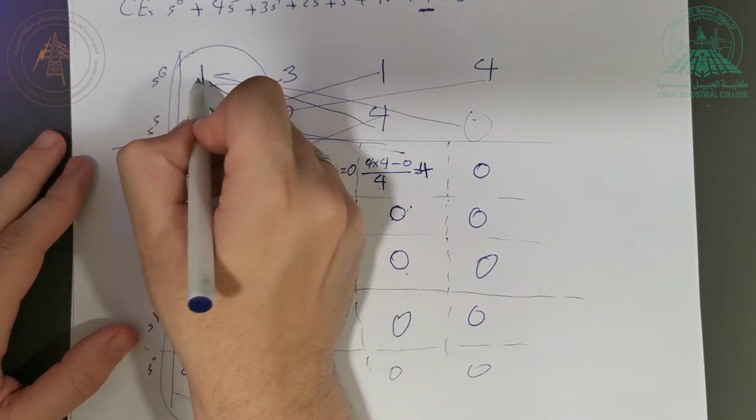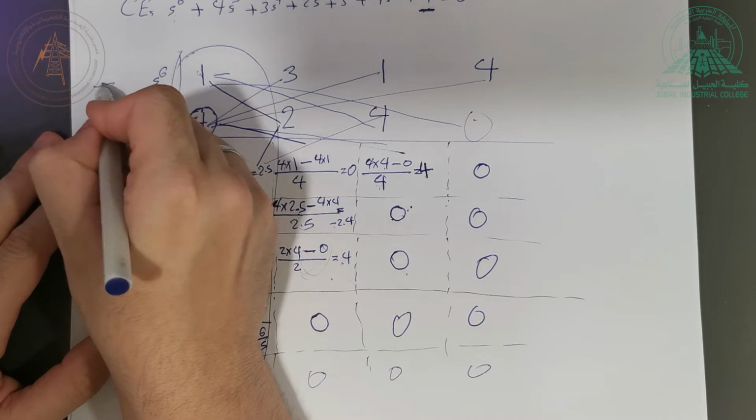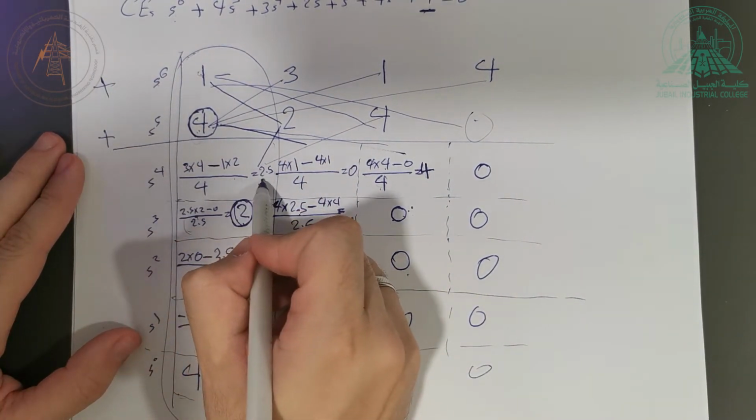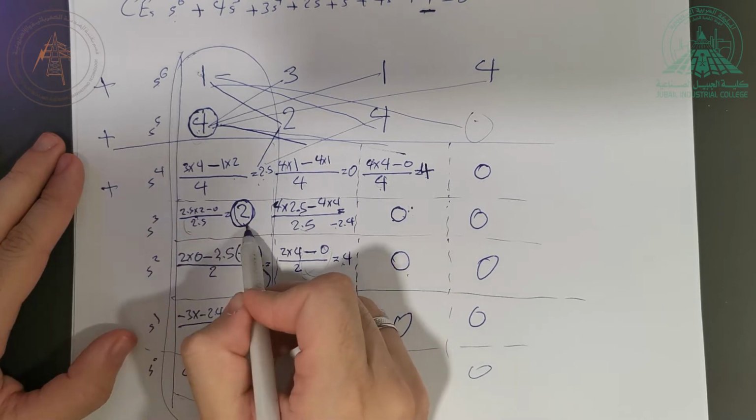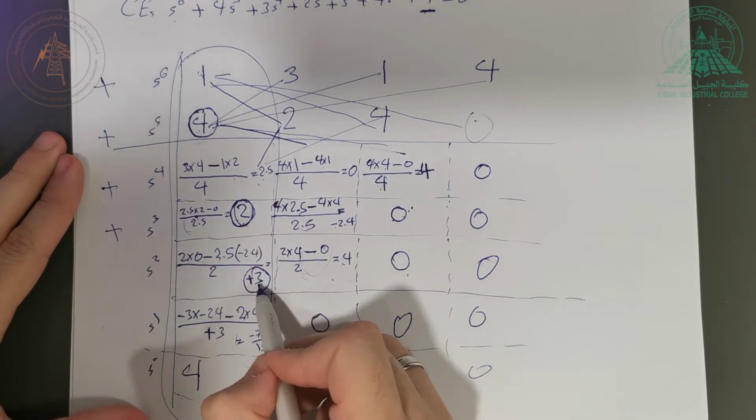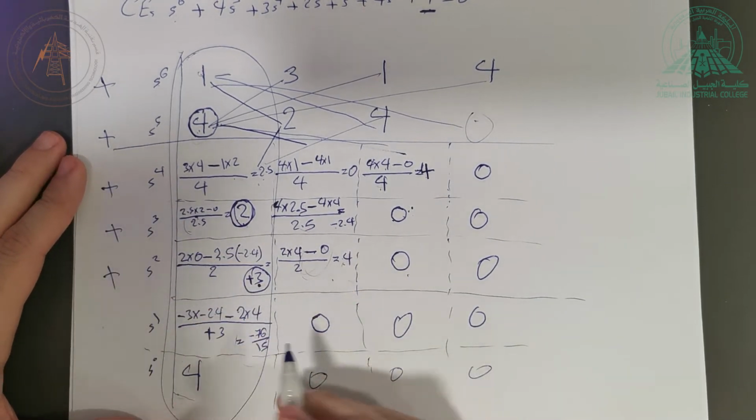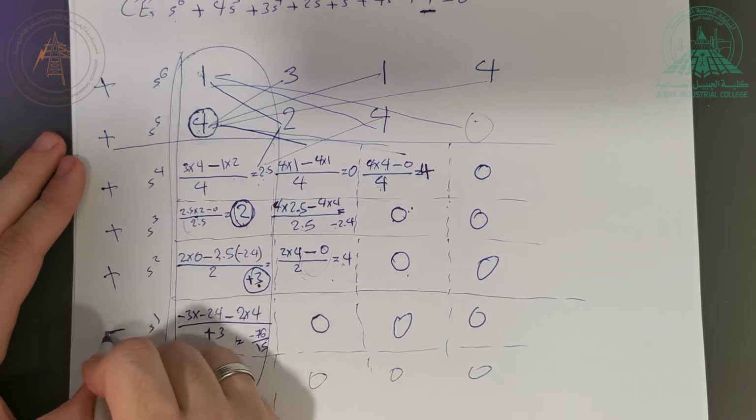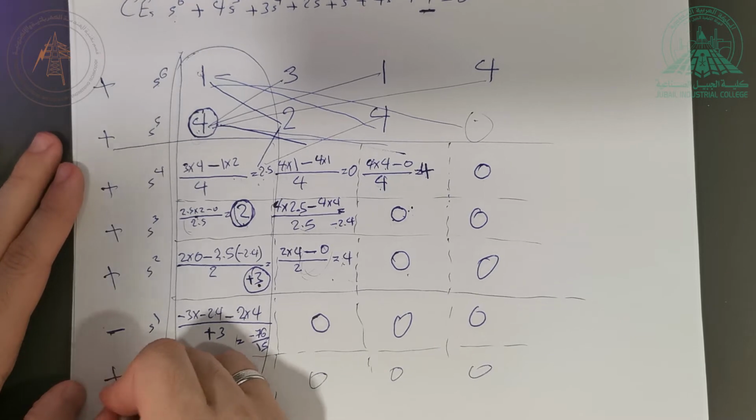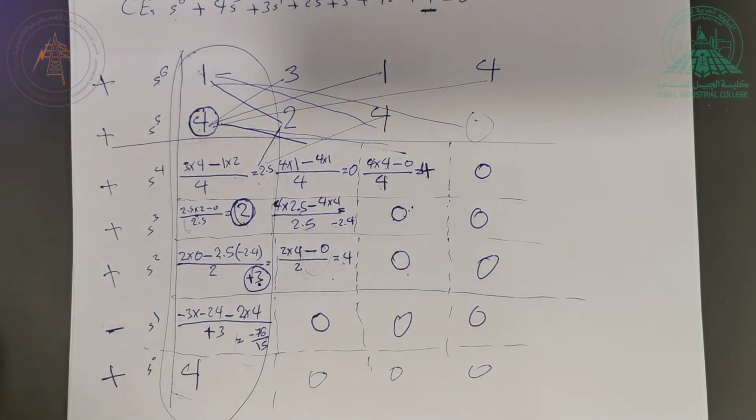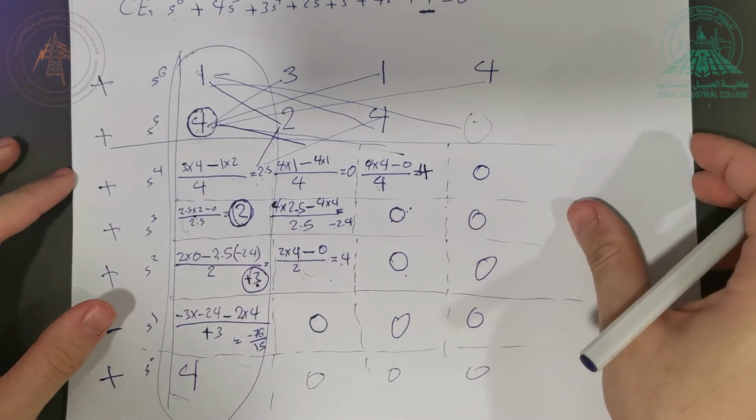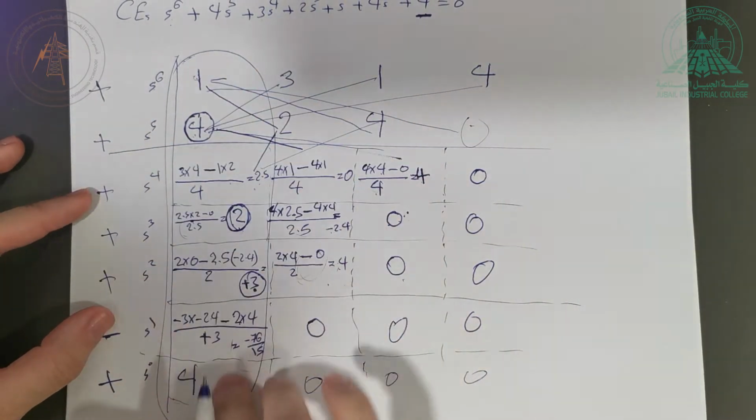I will write it here. What is the sign of the element here? It's 1, positive. How about this one? It's 1, positive. How about this? 2.5, positive. How about this? 2, positive. How about this? Plus 3, positive. How about this? Minus 76 over 15, negative. How about this? 4, positive. So now I'm writing the sign of each element in the first column here.